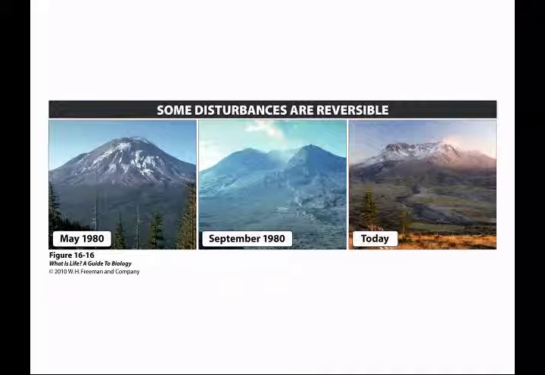Some disturbances are reversible, like in this case we see Mount St. Helens. In May of 1980, it was a very, very tall mountain, and then in September 1980 the top of it blew off and all of the lava and the disturbances occurred. We lost a lot of biodiversity because that wasn't anything that had to do with humans. It had to do with things that are naturally occurring out in our environment. And then if we look back at it today, we see that a lot of that disturbance has been recovered now that it's not erupting anymore.